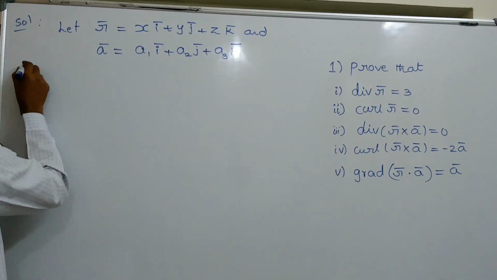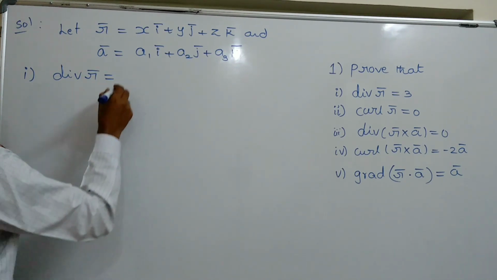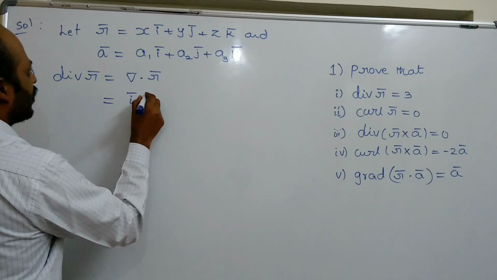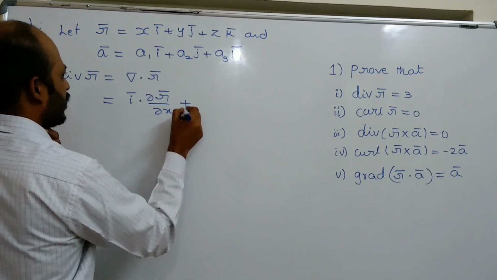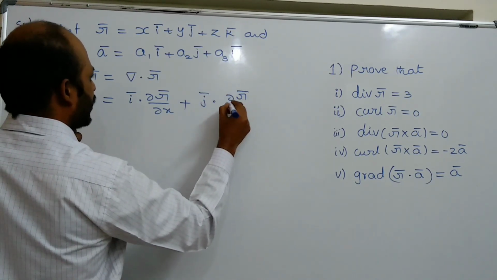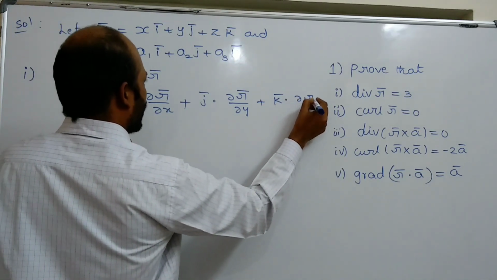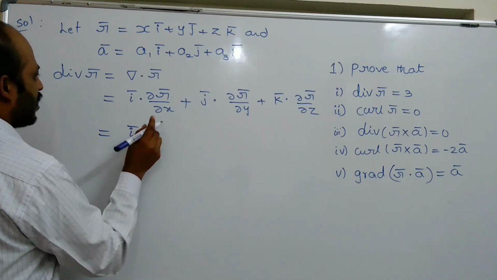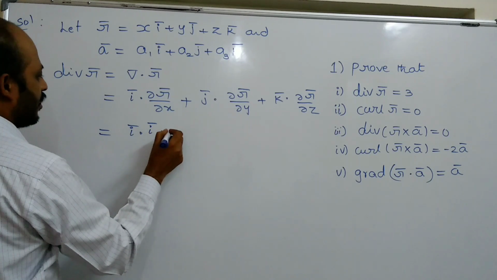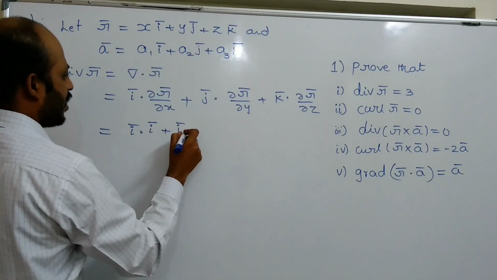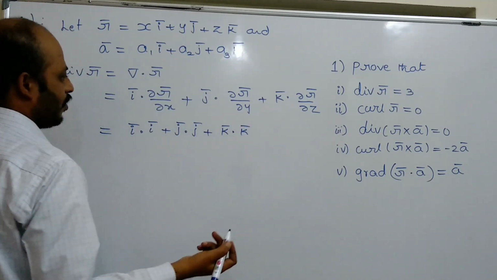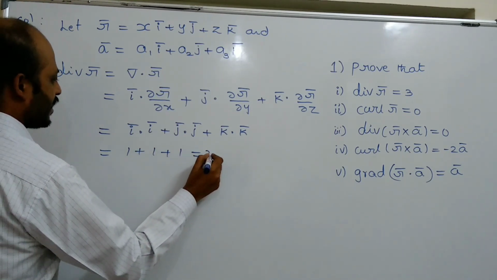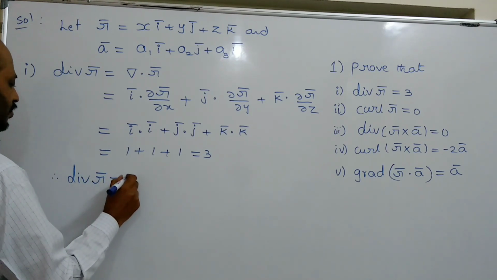Div r bar. Now the first one, div r bar is equals to del dot r bar. This is nothing but i bar dot dou r bar by dou x plus j bar dot dou r bar by dou y plus k bar dot dou r bar by dou z. You observe that r bar is equals to xi bar plus yj bar plus zk bar. So i bar dot dou r bar by dou x means you get only i bar dot i bar. Dou r bar by dou y means you get j bar dot j bar, plus k bar dot k bar. We know that by the dot product definition, i bar dot i bar, j bar dot j bar, k bar dot k bar is equals to 1 plus 1 plus 1, which is equals to 3. Therefore div r bar is equals to 3.